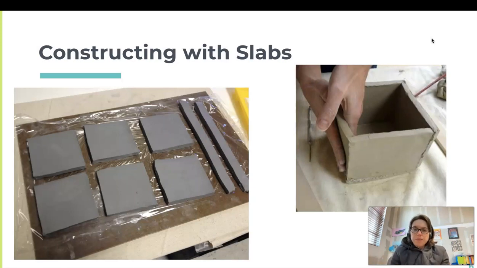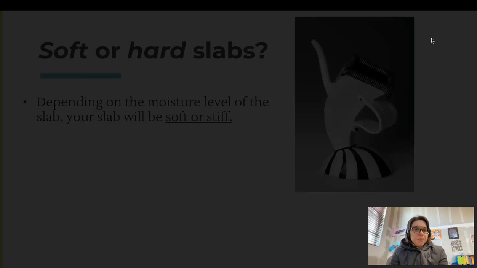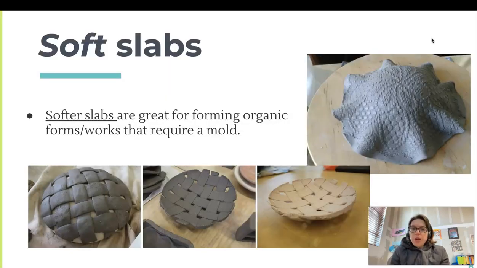So when you work with slabs, you have to think about the moisture level or the moisture content, right? Do you want soft slabs or harder slabs? Depending on that moisture level, your slab will be very soft or rather stiff. Softer slabs are great for forming organic forms or works that require a mold.